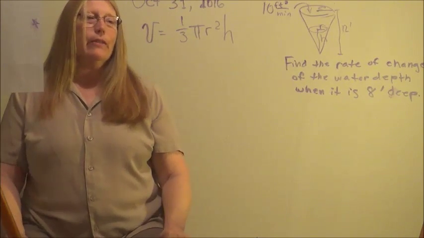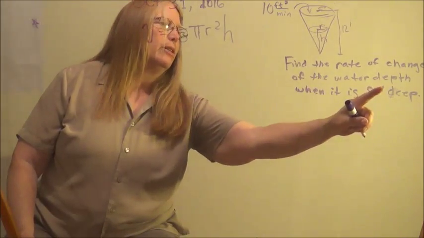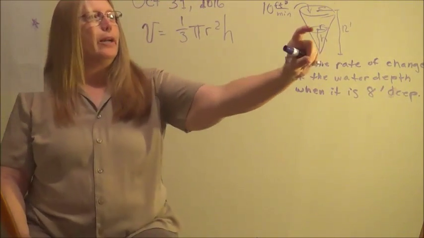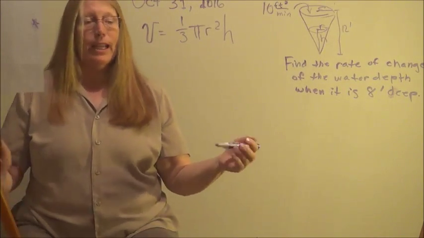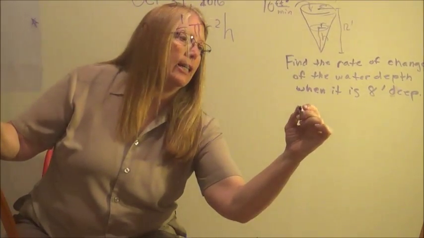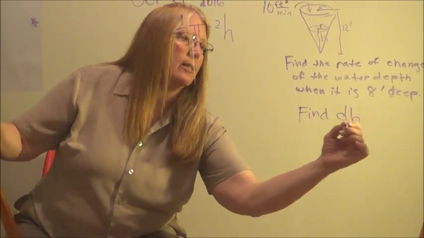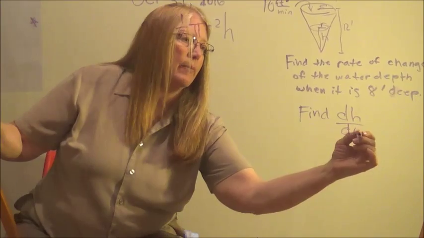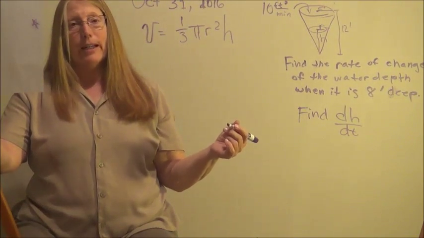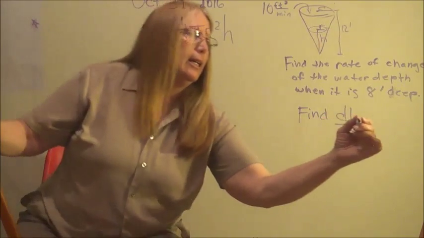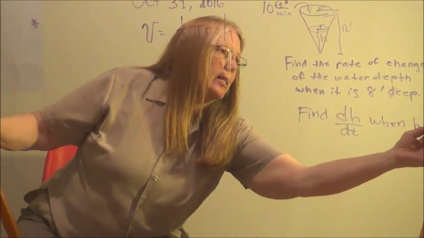So what derivative are we asked to find? It says find the rate of change of the water depth. So we call the water depth h. Putting that in derivative language, we're going to find dh/dt, the change in height with respect to time. And remember, there's always a when. We're going to find a derivative when, in this case, h is 8 feet.